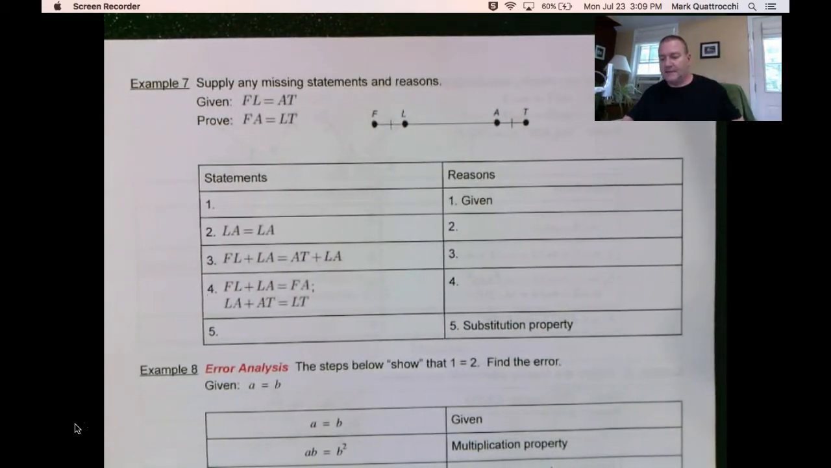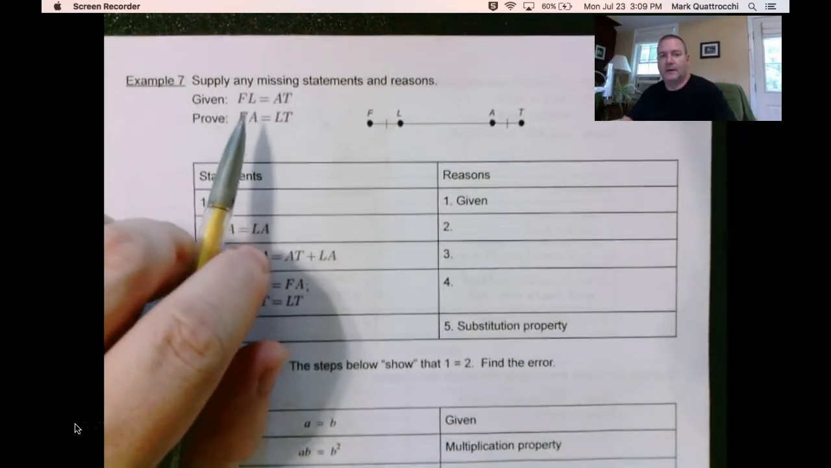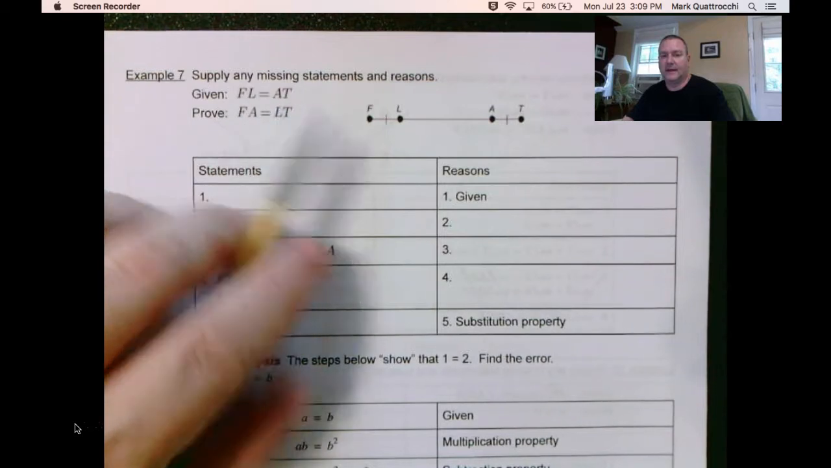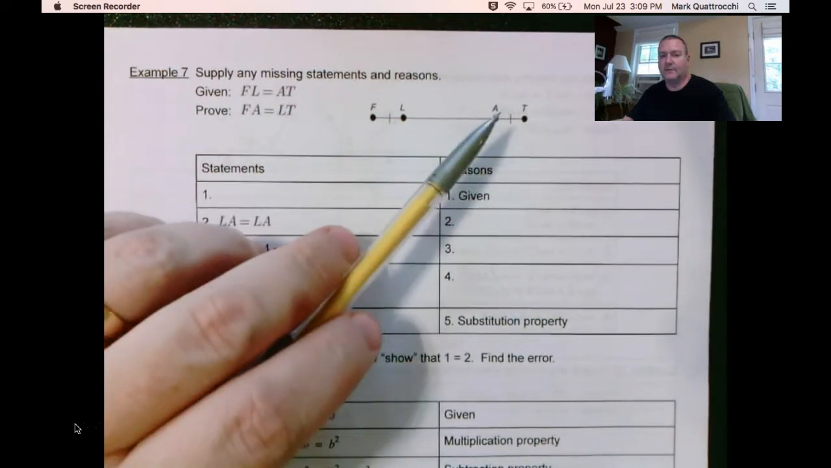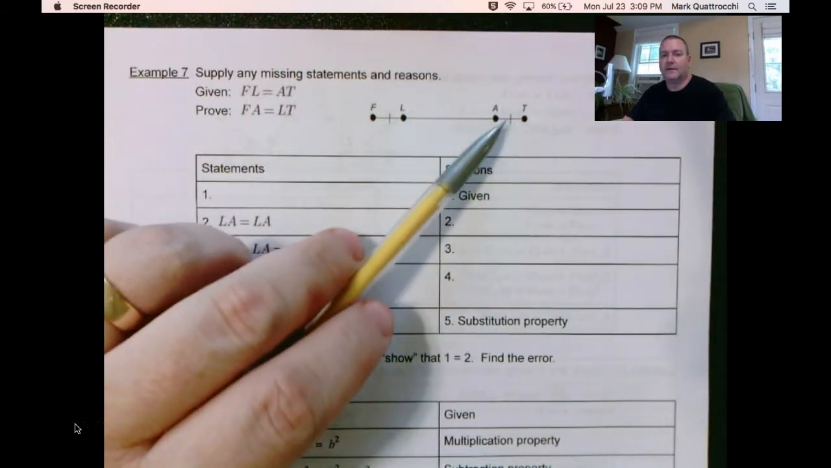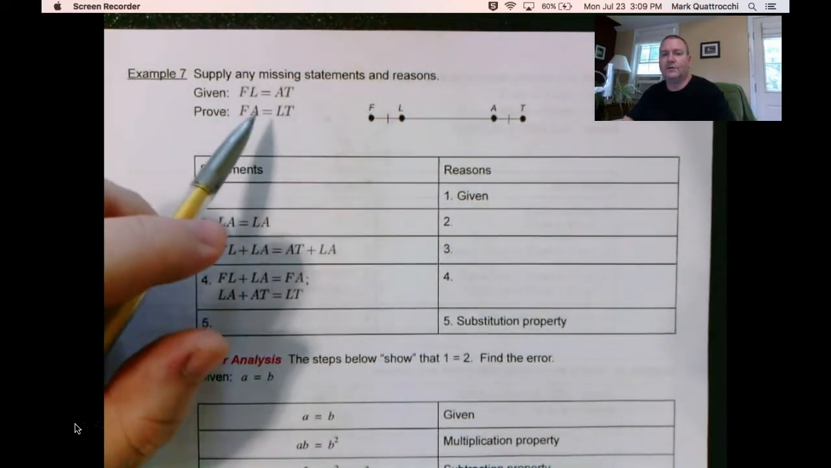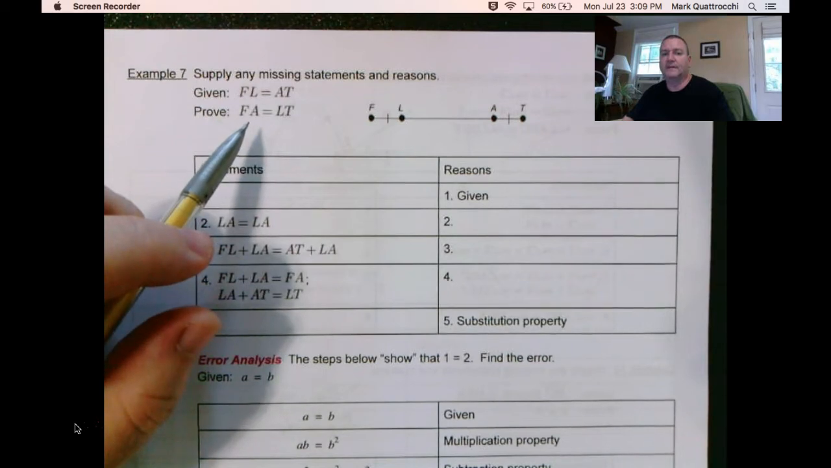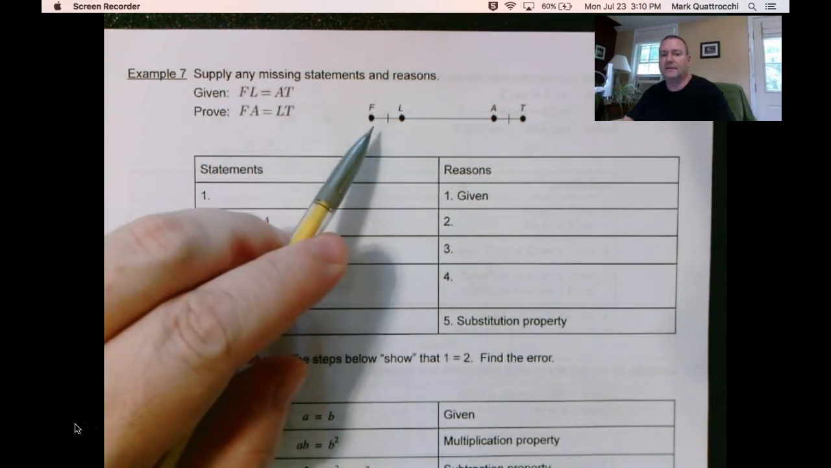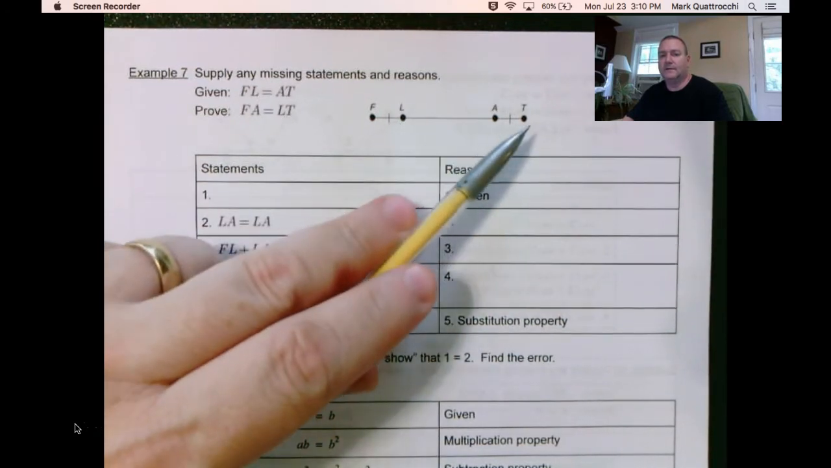Supply any missing statements and or reasons. We're given that the measure of segment FL is equal to the measure of segment AT, which I've already marked in the diagram for you. I don't usually do that, but I have this time that I've marked segment FL can go into segment AT. Our goal is to prove that the measure of segment FA is equal to the measure of segment LT. So from F to A is the same as from L to T.